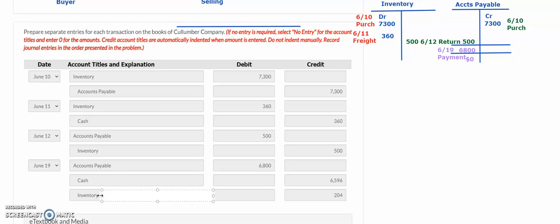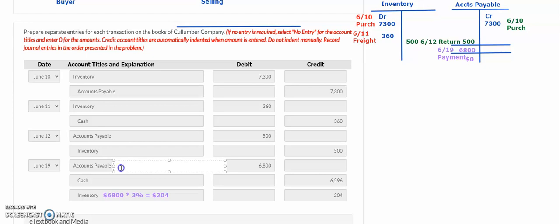you're going to take the amount that is owed. So in this problem, that's $6,800 times the 3% discount. So that's how you're going to get to $204. And remember, your discount has to be based on how much you owe at that point in time. So you don't compute it on the full $7,300 because you returned $500.